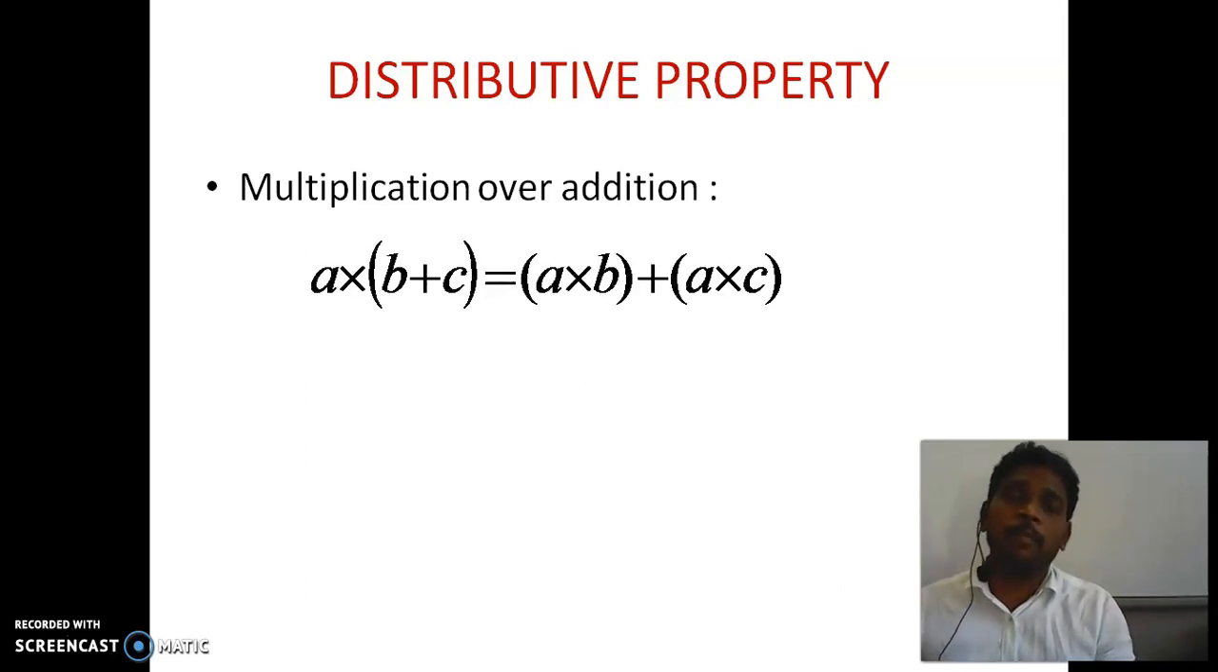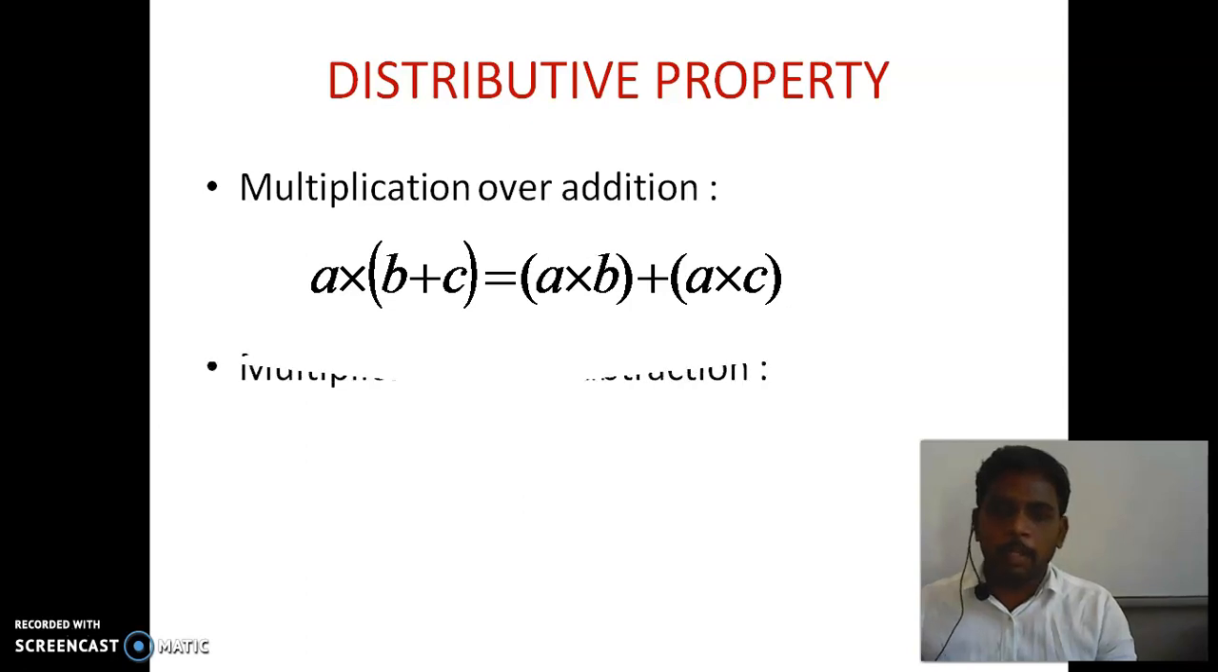For the distributive property, we need three rational numbers, A, B and C. Here A, B and C are any three rational numbers. If we operate them like this, outside the bracket multiplication and inside the bracket addition, this is called multiplication over addition. The equivalent value is A into B plus A into C. That is, multiply A with each term inside the bracket. So A into B plus A into C. That is the first distributive property.